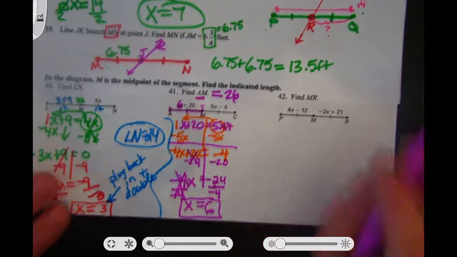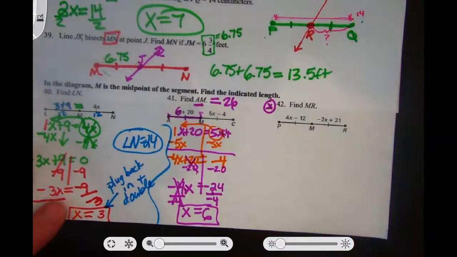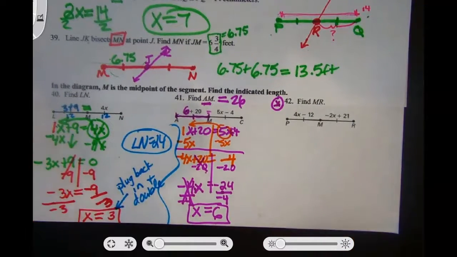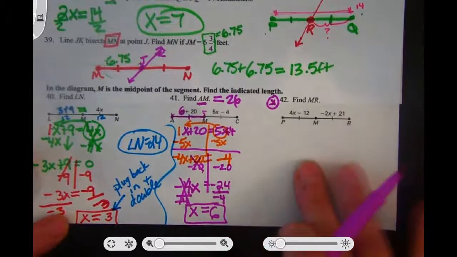All right. I want you to try to do 42 on your own this time. So you'll want to pause, or it's going to pause for you. And I want you to look at my work. You're going to solve for x.